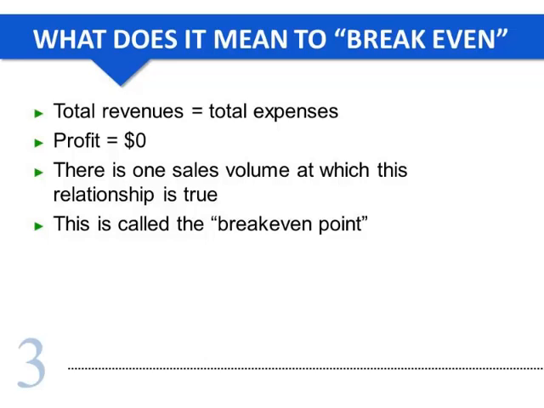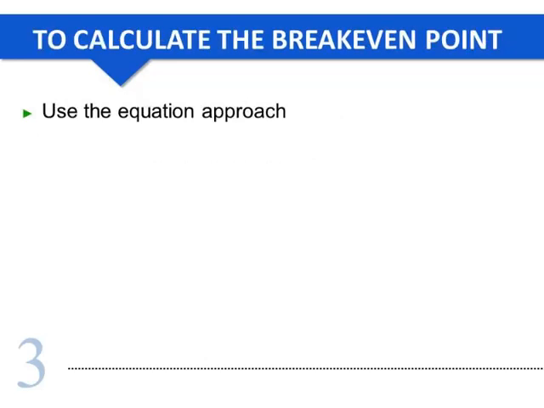There is only one level of sales at which the break-even relationship is true. If the company were to sell one unit less, it would lose money. If the company sold one unit more, it would make money. This is all driven by the contribution margin per unit. The sales volume at which the total revenues equal total expenses is called the break-even point, and the break-even point can be expressed in terms of sales volume or sales dollars. Let's explore how to calculate the break-even point.